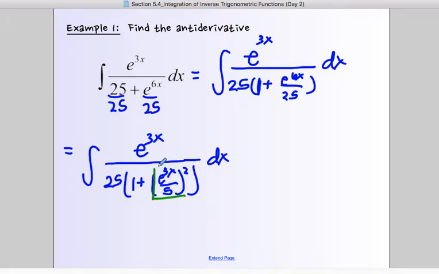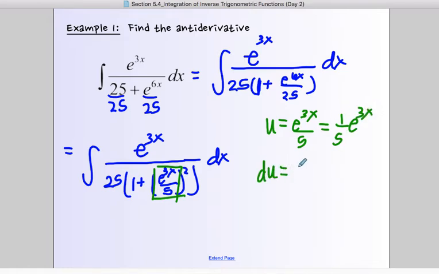What is inside here, we pick to be our u. So u equals e to the 3x over 5, and we take the derivative of it. You could also think about this as 1/5 e to the 3x. So 1/5 is a constant, so the 1/5 will stay in front. And then the derivative of e to the 3x is really a chain rule.